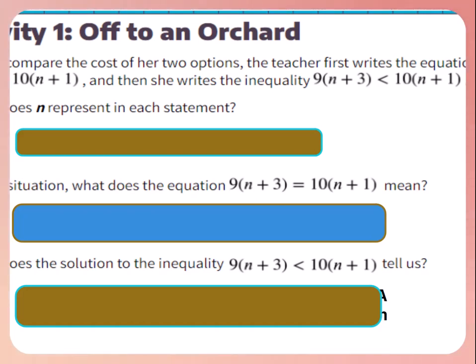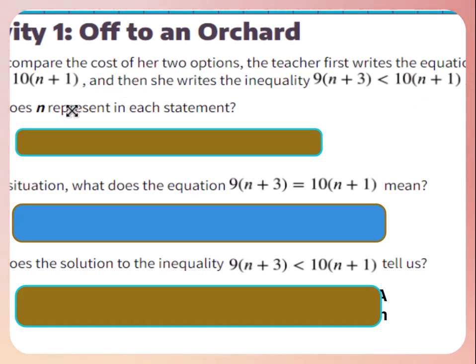All right, to help her compare the cost of the 2 options, the teacher first writes the equation 9 times n plus 3. Now let's think about this. The number of students plus 3 chaperones, that's Orchard A, times 9. Cost of admission is $9 for each person. In Orchard B, it costs $10 per person, but we're only adding in the number of students plus 1 chaperone. So she writes this equality, and then she writes the inequality. So we're taking those same expressions on the left side and the right-hand side, but we're replacing the equal with the less than.